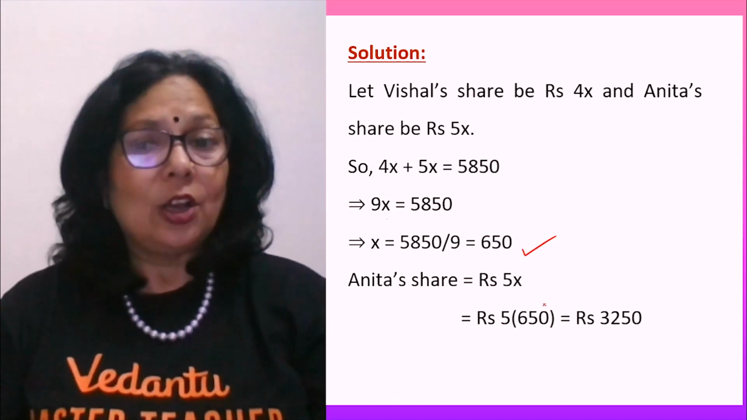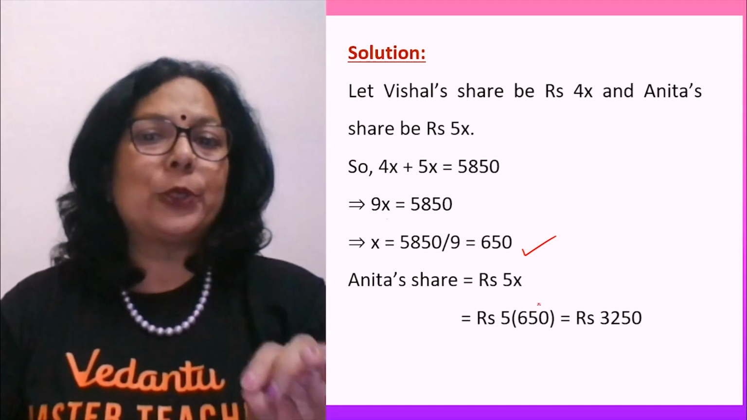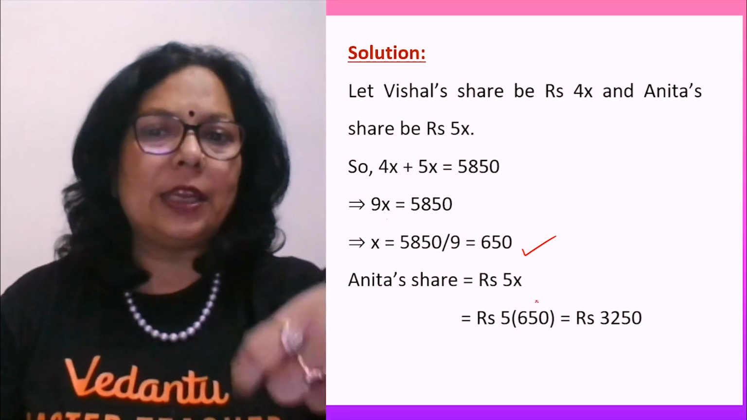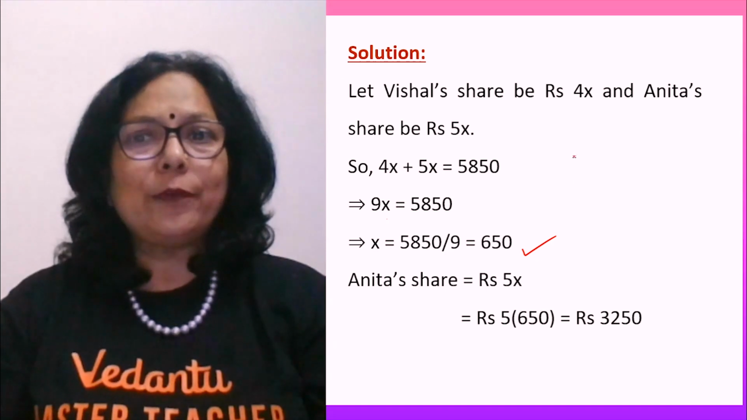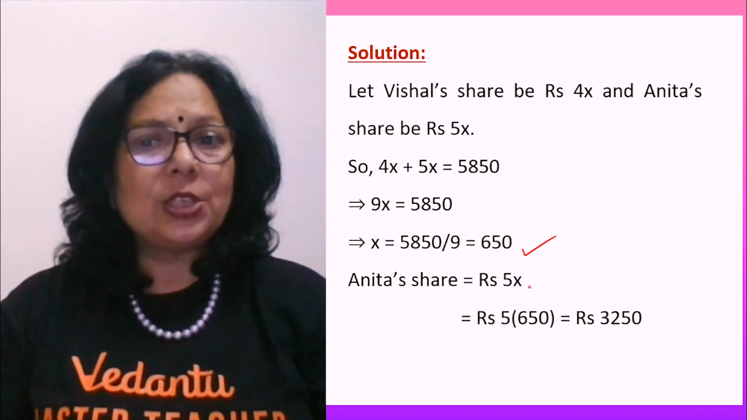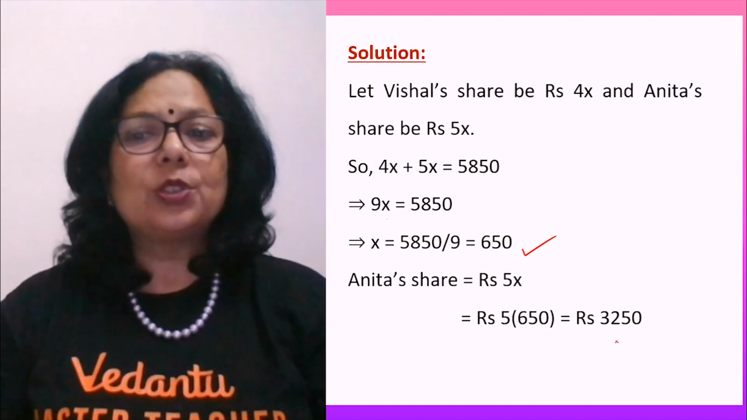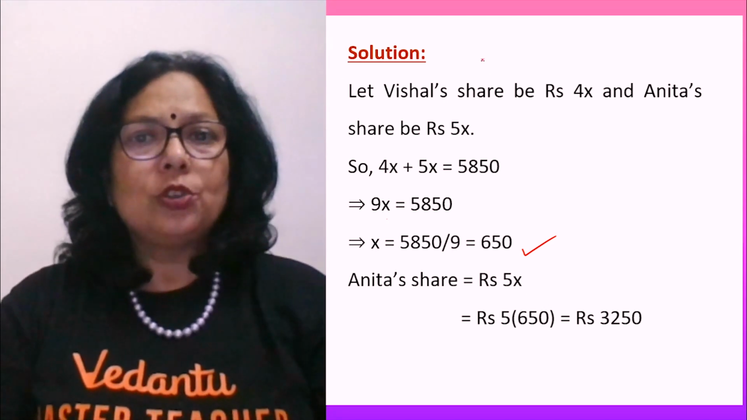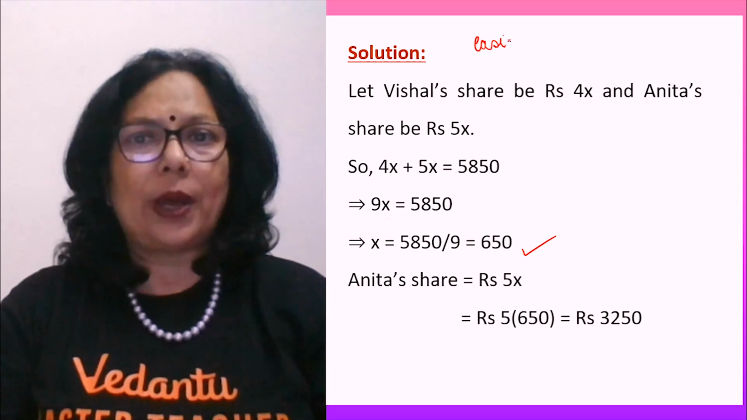This is not your answer. Always they will confuse in the option, they'll give you 650. When you will be in a hurry, you will mark 650. No, you have to find out Anita's share. And Anita's share is 5x. So 5 into 650 gives you 3250. So this was the easiest one.